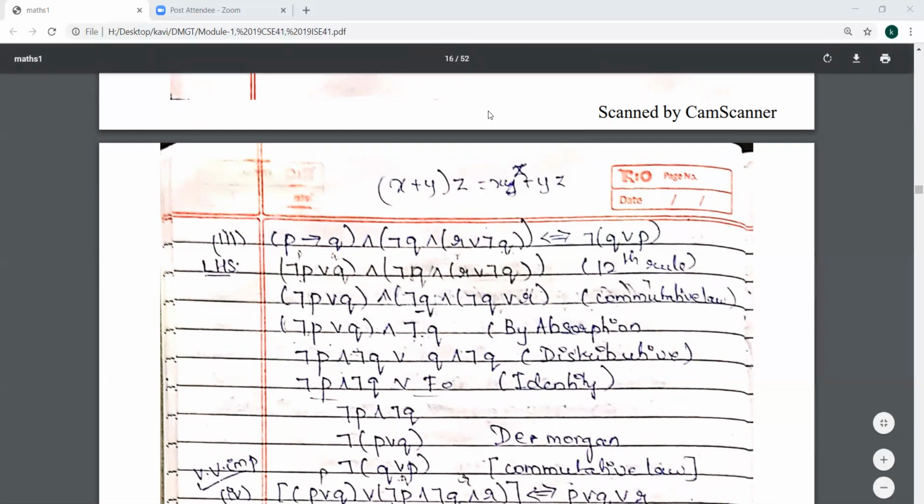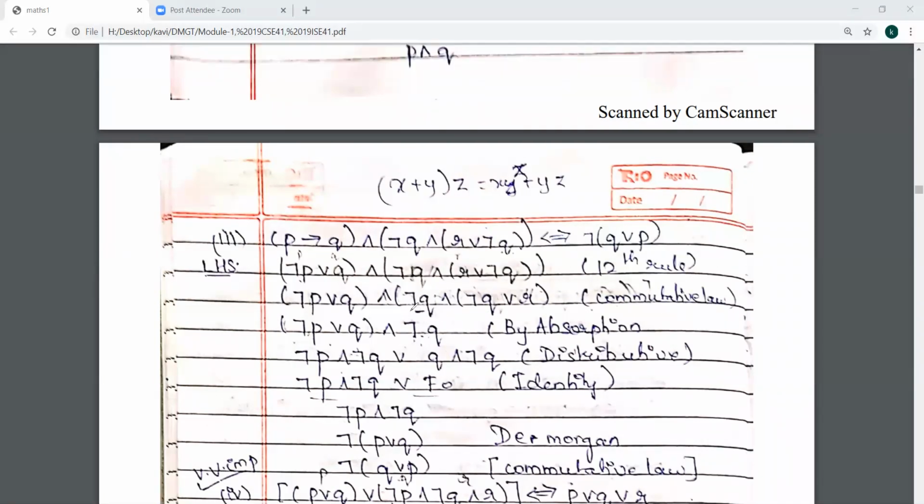See this full term. I am writing negation Q by using absorption law. This term as it is, negation P or negation Q. Next, I'm going to use distributive law. This negation Q I am going to distribute for these two terms. So what will it be? Negation P and negation Q or Q and negation Q. This is by distributive law. I have done distributive law for this term.